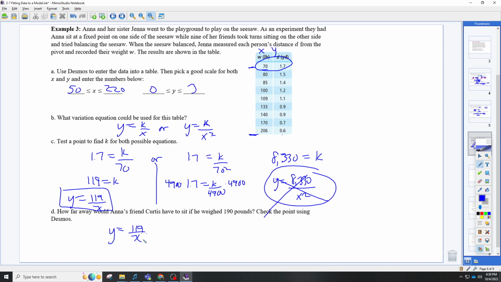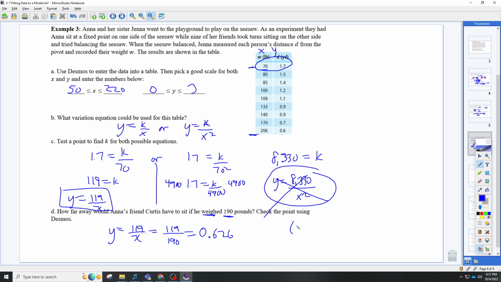y equals 119 over x. How far away would Anna's friend Curtis have to sit if he weighed 190 pounds? Check the point using Desmos. Okay, so we're going to put 190 in for our weight. I guess I should have been using d and y for distance. But this goes in for our x value. So we're going to have 119 divided by 190. Let's see what we get. I got 0.626. I'm just going to stop there.